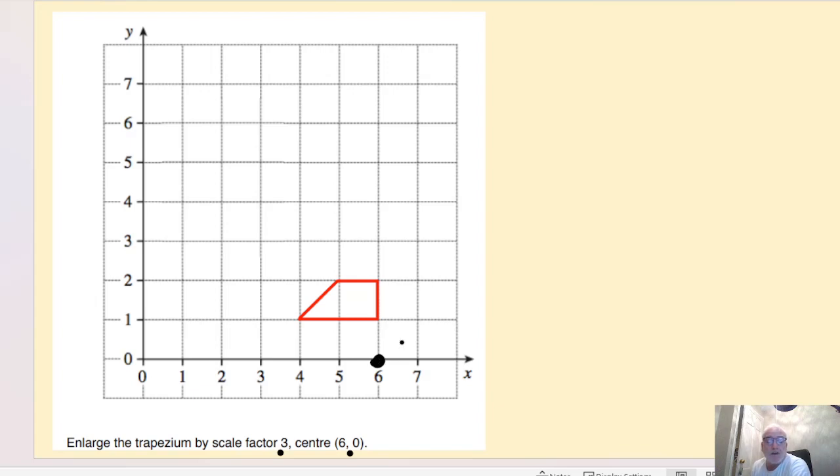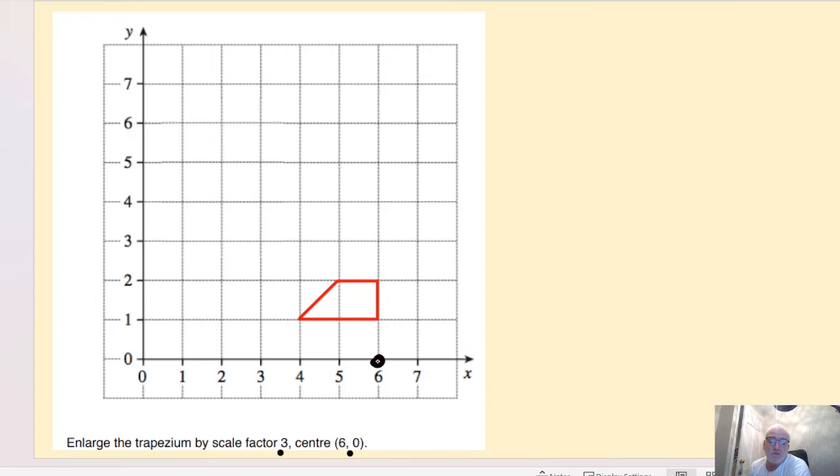So from that point, I need to now make my shape 3 times bigger than what it is. Now, there's 2 or 3 ways of doing this. Some people use the ray method, and what the ray method does is it takes a line that goes from my centre of enlargement through each of the vertex. Okay, and then we just multiply the amount of squares we are away.